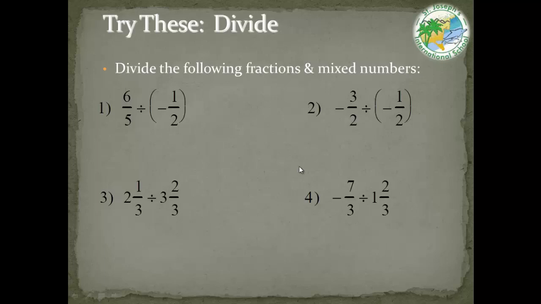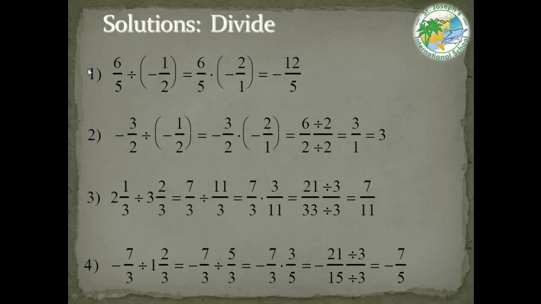Okay, the first question: 6 over 5 divided by negative 1 over 2. The steps of division of fractions: keep 6 over 5, change divide into times, and flip the second fraction. Times negative 2 over 1 equals negative 12 over 5.